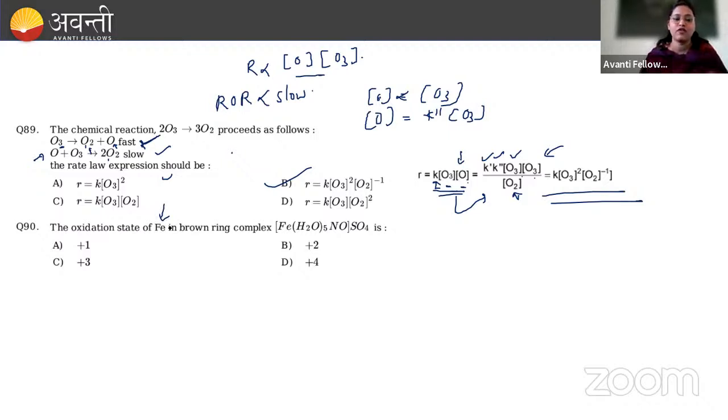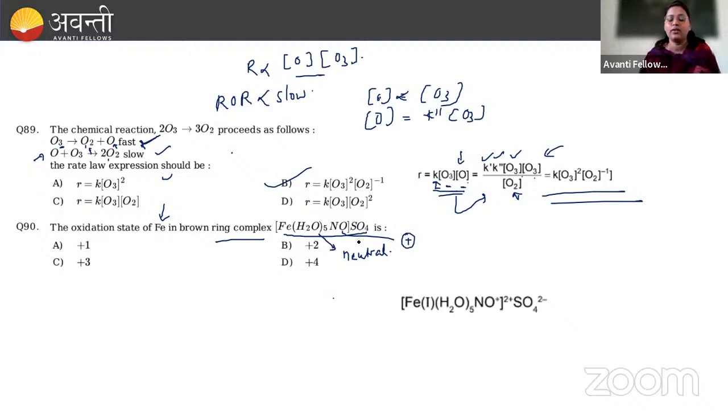What is the oxidation state of iron in the brown ring complex? So this is our complex. ओके, ब्राउन रिंग कॉम्प्लेक्स है हमारा. इसमें आयरन का ऑक्सीडेशन स्टेट कितना है बताइए? +1, +2, +3, +4. Yes, so here you can see water molecule is neutral in nature, right? NO is positive ligand, that is one ligand present, that's why plus charge. SO4 is what? 2- in charge. Okay, -2 charge. So what will be the charge on the iron? It will be what? +1 in charge. So that's why here answer will be what?